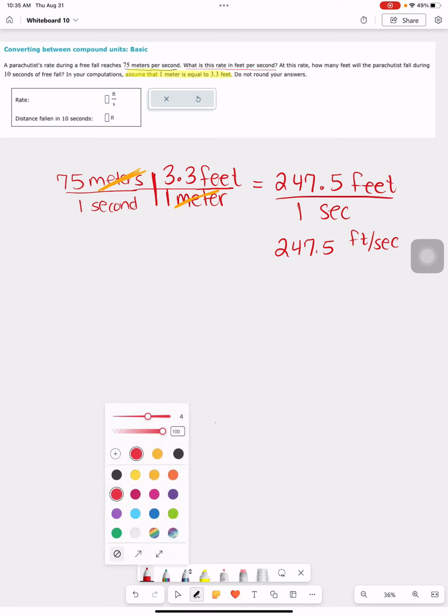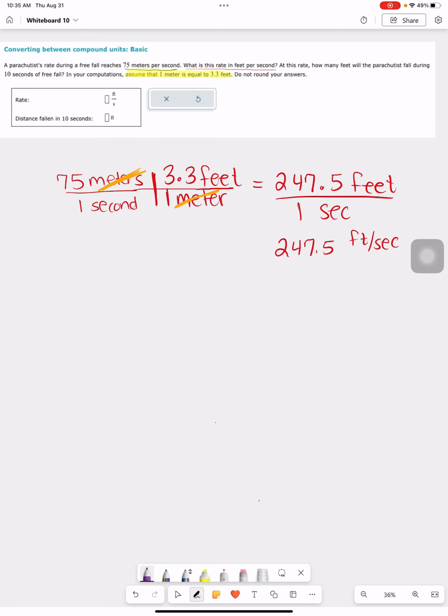Now the second part, let's do this in purple. It says, at this rate, how many feet will the parachutist fall during 10 seconds of free fall? Okay, so I'm going to look at this part right here. Let's bring this down a minute.